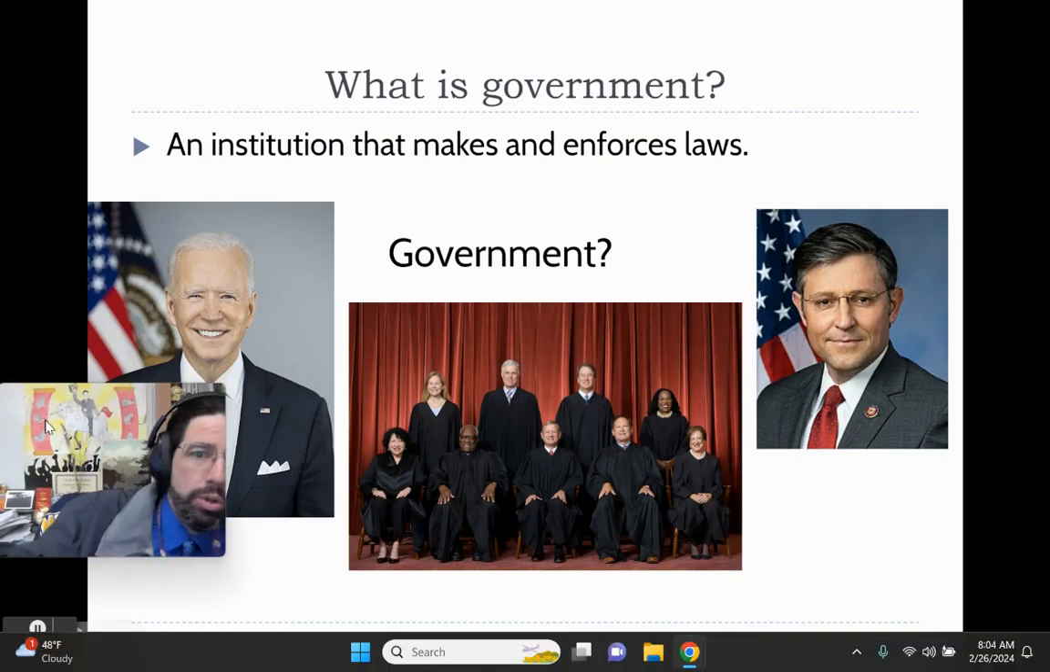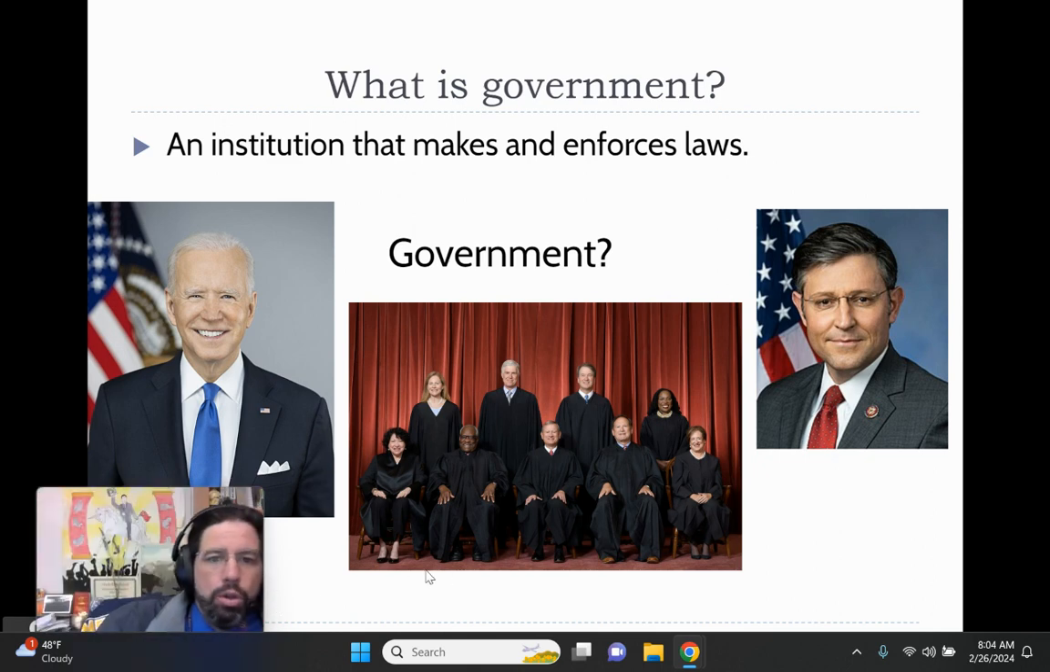Now, when you take laws and you create institutions that make and enforce them, that is simply a government. It's any institution that makes and enforces laws. So in the United States, you have the government, which includes the president, the Speaker of the House, who's usually considered one of the top people in all of Congress, and of course, the US Supreme Court. It's the entire institution, the US government, that helps make and enforce those laws.